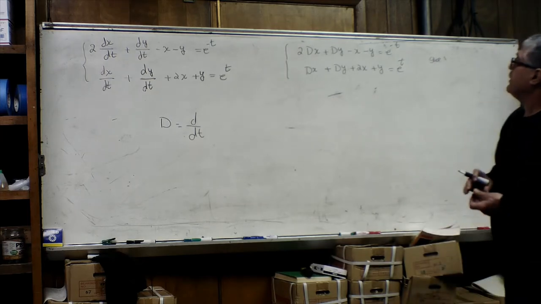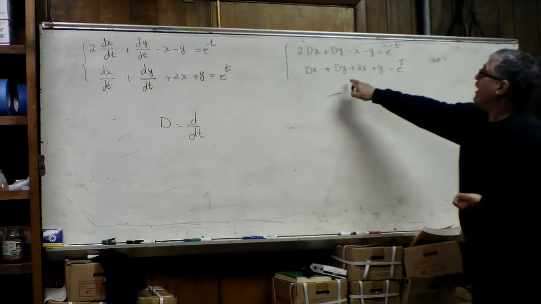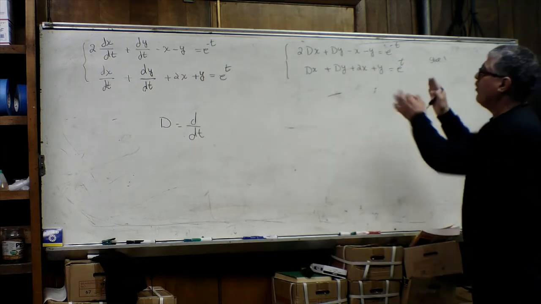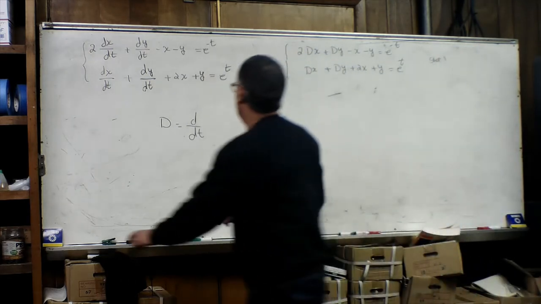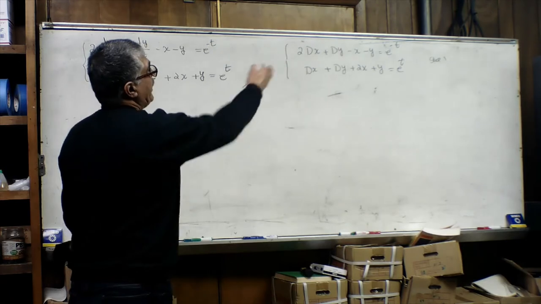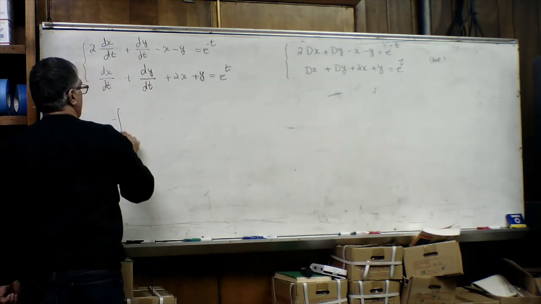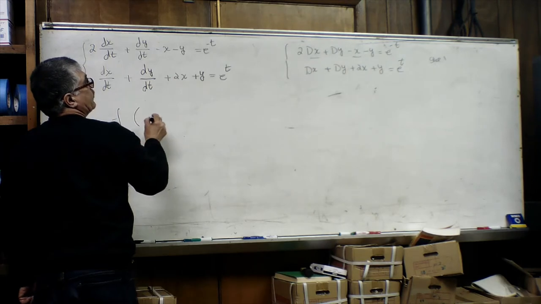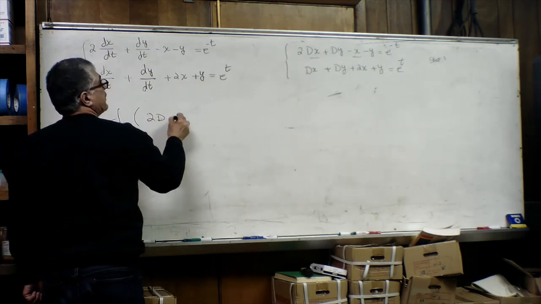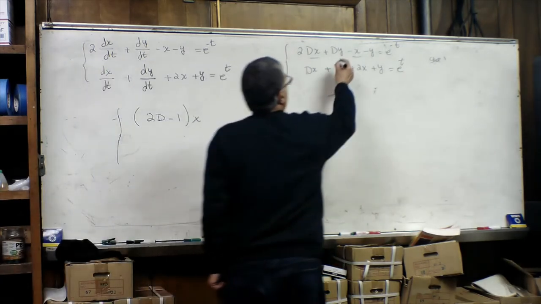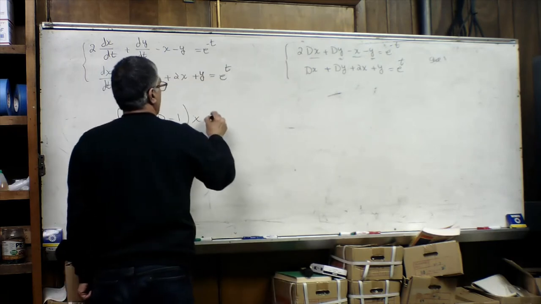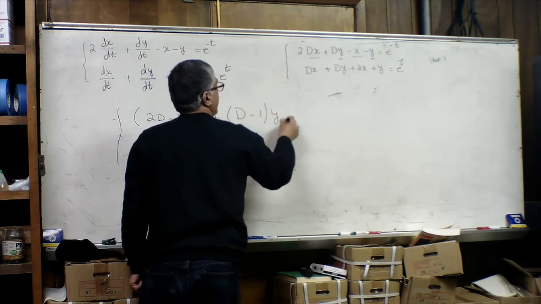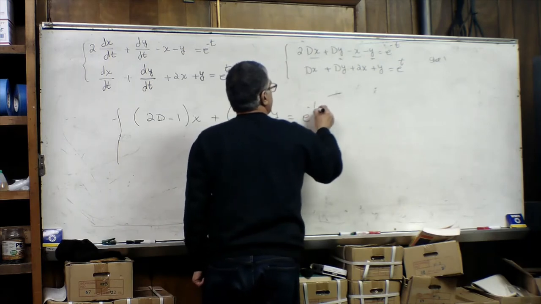And the second step is to eliminate y in this operator form and solve the equation for x. So in order for us to eliminate y, let's go ahead and write that system. On these two terms we can factor out x, so we are going to have (2D minus 1)x, and here we can factor out y, plus (D minus 1)y is equal to e to the power minus t.